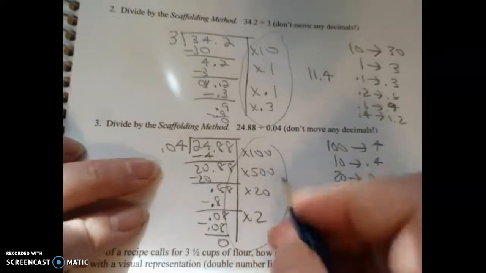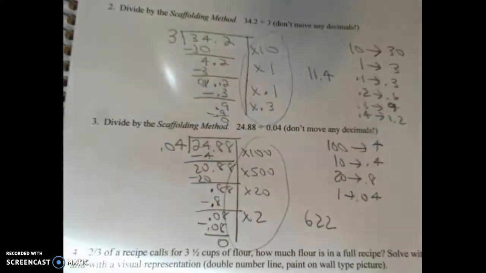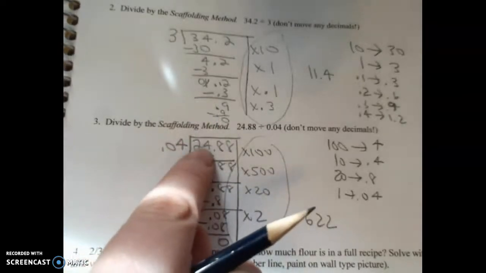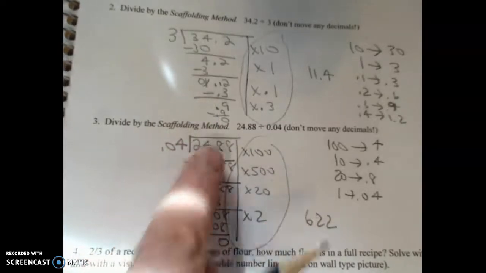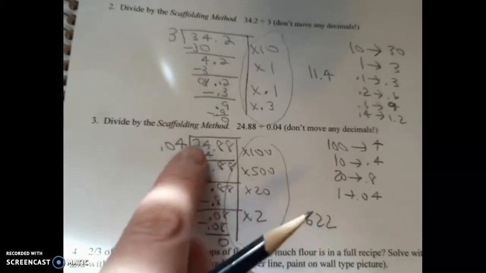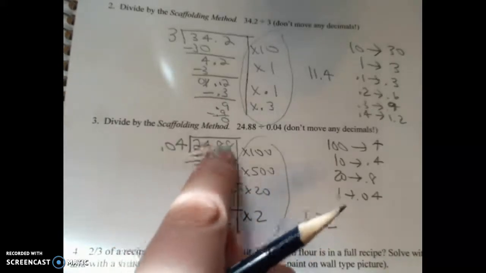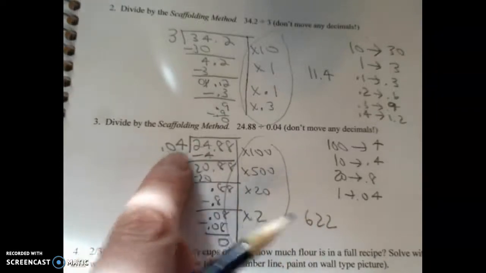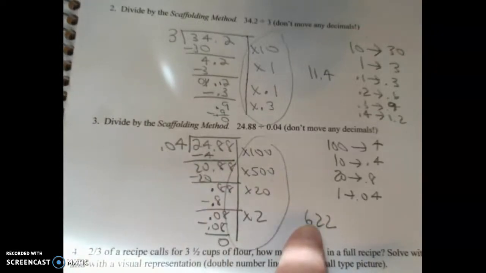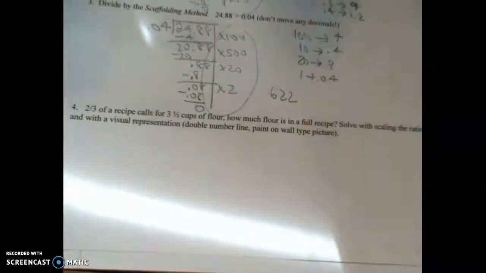Right there. Okay, so when you add these all up, what is that? 622. And we don't have a decimal in that answer. I mean, obviously at the end, but we don't see it visible because if you have $24.88 and you divide it by 4 pennies, 4 pennies is going to go in there a lot. So it makes sense that this answer gets bigger because you have a decent amount of money and you're dividing by 4 pennies. It should go in there lots of times, okay? All right, try number 4, and then we'll pop back and do number 4 together. So see how this goes.